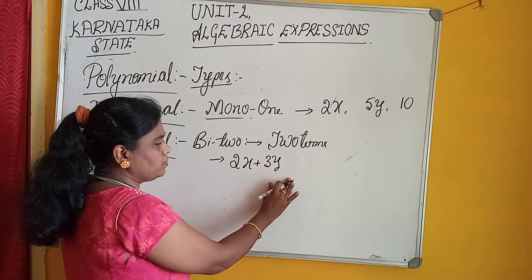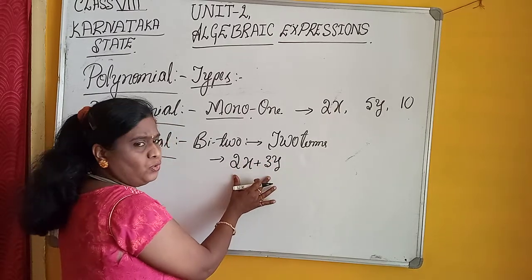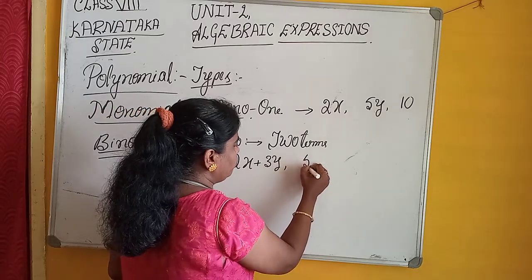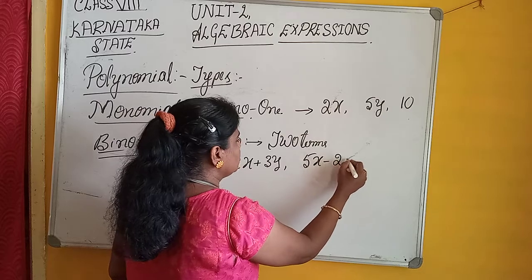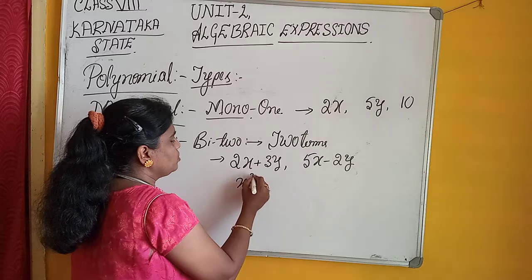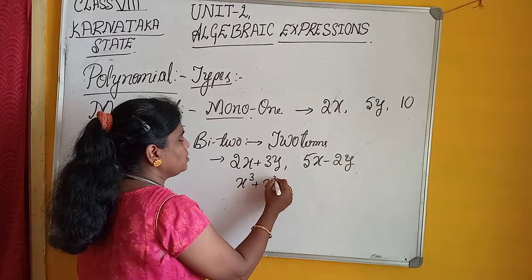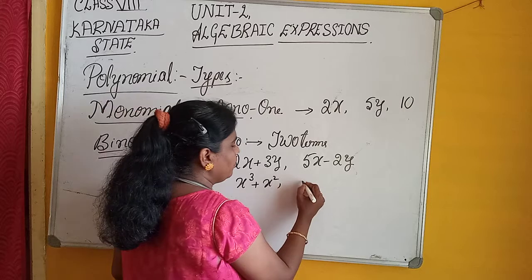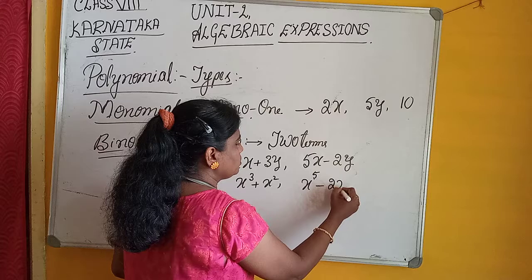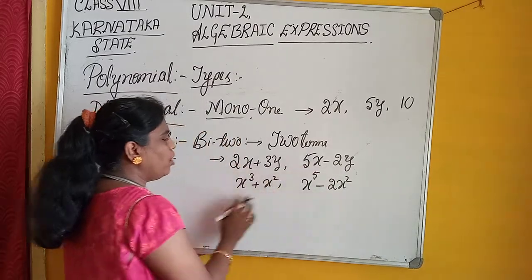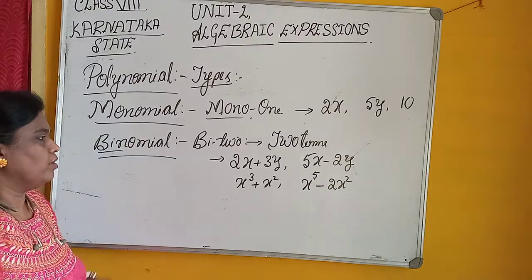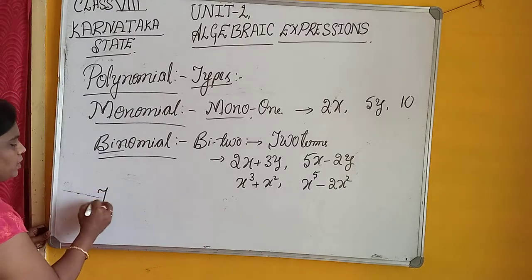Next, that is 2x plus 3y. It is an algebraic expression. It consists of two variables, isn't it? Any other one? 5x minus 2y. Okay. Next, x cube plus x square, and x to the power of 5 minus 2x square. All these are polynomials with two terms. These are called binomials.